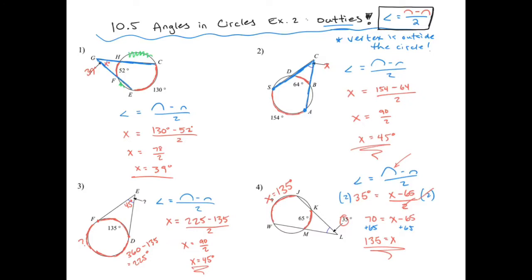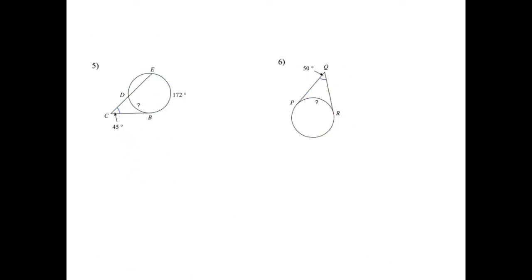Cool. So that's what we're going to do, and I've got 2 more examples of more of the same stuff. This is another one where I don't know the arc. So what I'm going to have to do here is set it up just like we did before. The angle equals big arc minus little arc divided by 2. The angle we know is 45 degrees. The big arc we know is 172, but the little arc is what I don't know, so I can call it x.